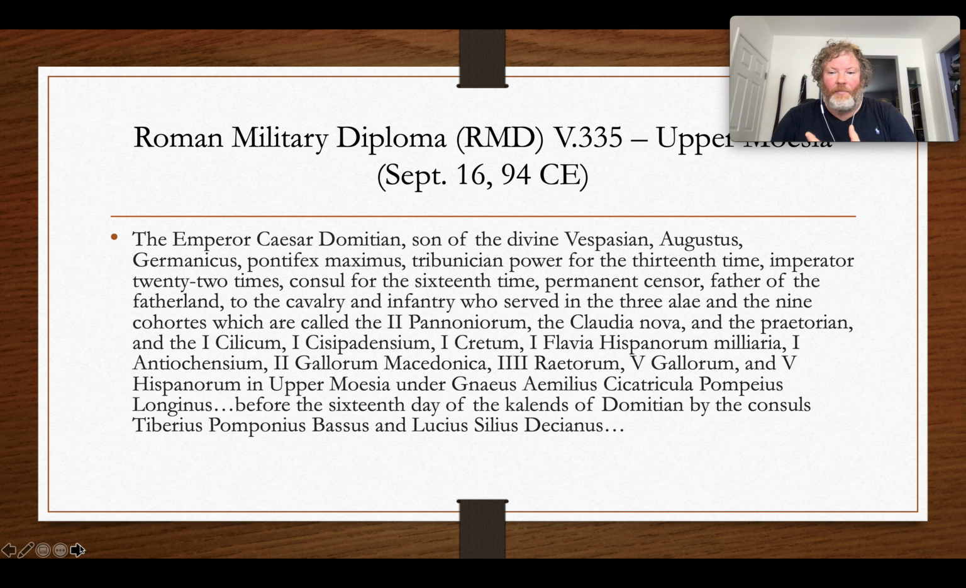So we have a specific date when the person who received this diploma, and anyone else who received one as well, received citizenship, and it shows us all the units that were in this province at this time. So it gives us the standing information, Emperor Caesar Domitian, blah blah blah, and it says all those who served in the 3 alae, remember these are cavalry units, and the 9 cohorts, which are the 2nd Pannonian, the ala, blah blah blah. So it gives us the names. It tells us which units are in this province, in Upper Moesia, under this individual at this specific time. So we know that these units were there. Now there could be other ones that aren't listed that just didn't make it, but it's probably a reasonably accurate depiction.